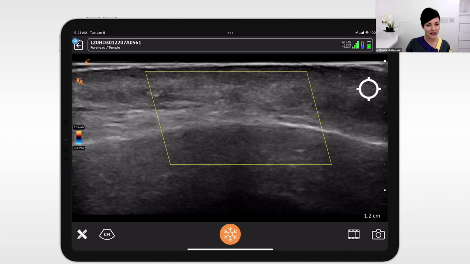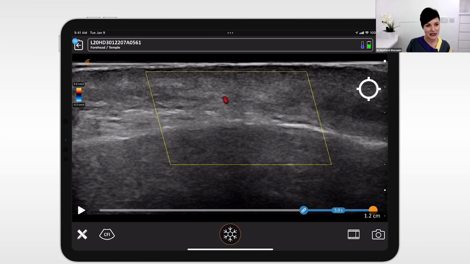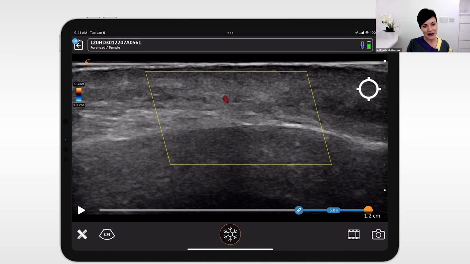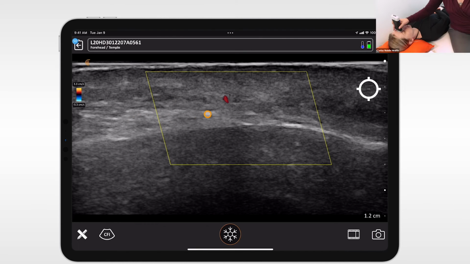You've got skin and subcutaneous fat. You've got that band of muscle in the middle. And underneath, you've got that fascia layer and the bone. So this is the fascia and then the bone right here.